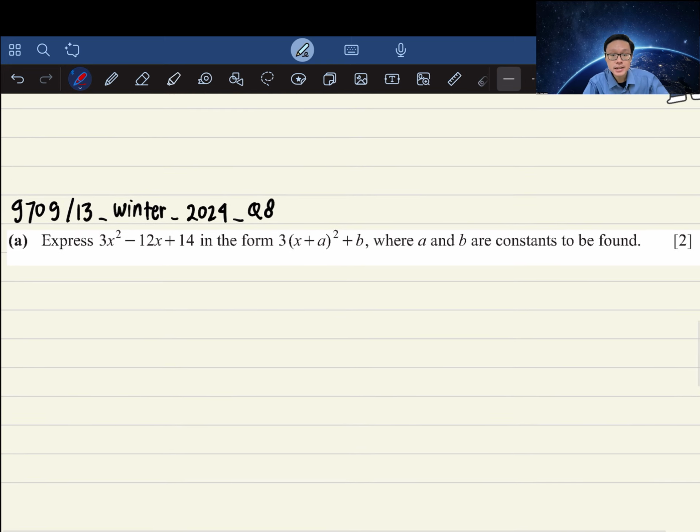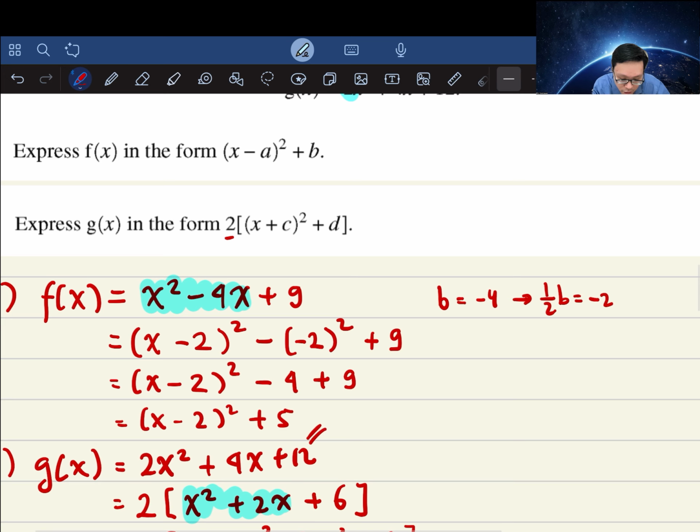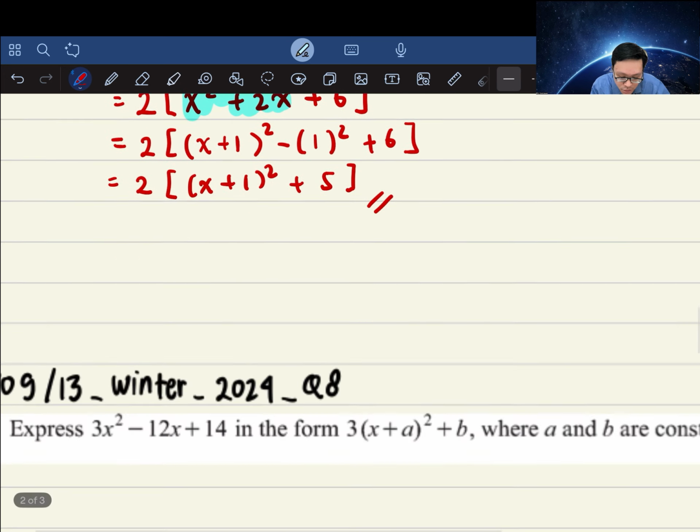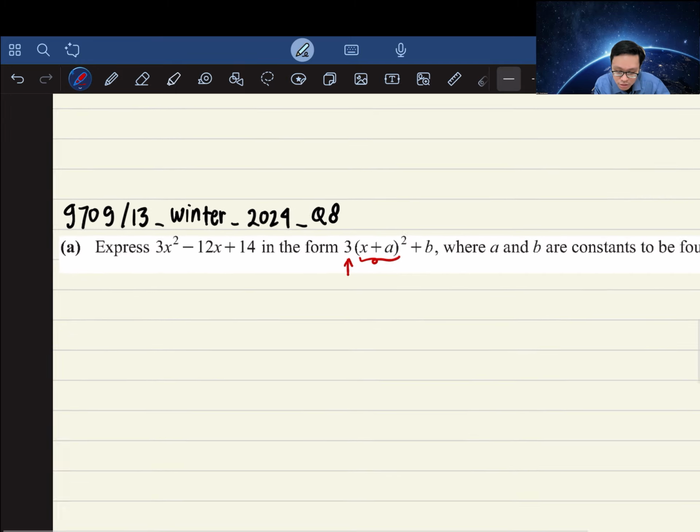The next question is taken from past paper 2024. So let's take a look at this question. Express 3x squared minus 12x plus 14 in the form 3 times (x plus a) squared plus b. Now, this one is a little bit different from the previous one because if you look at the previous one, we take out the 2 from all the terms. But this one, we just take out the 3 from the completed square form. So how to do this question?